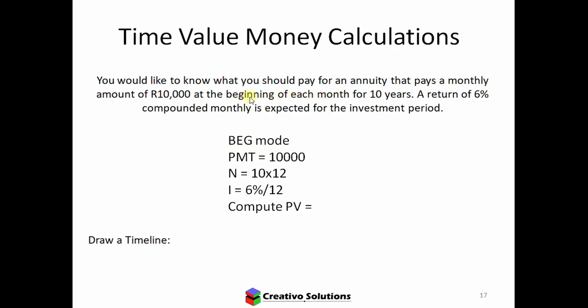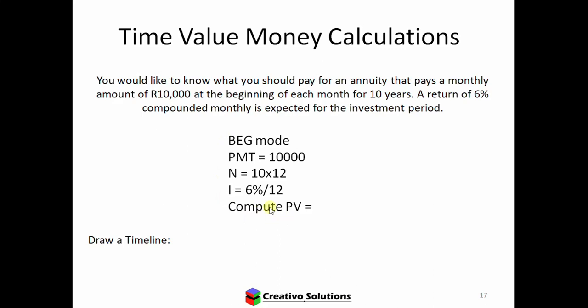So make sure you have your calculator in begin mode. The payment is obviously 10,000. Your N, remember, is 10 years, but because it's each month, you need to multiply that by 12 to get the number of compounded periods. So N is 12 times 10, or 10 times 12, either or, which gives you 120 periods. And then you've got an interest rate of 6% compounded monthly. So 6% divided by 12.